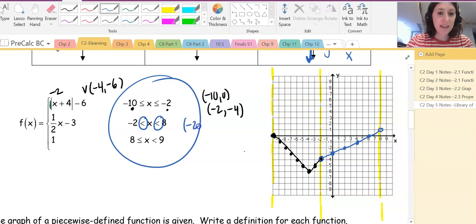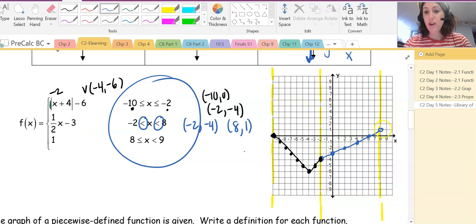If I plug in a -2, 1/2 times -2 is -1, -3 is -4, and you can see, yes, that's where my dot was. And then what was that, an 8? 1/2 times 8 is 4, 4 minus 3 is 1. So 8, 1, which is where that point ended up.